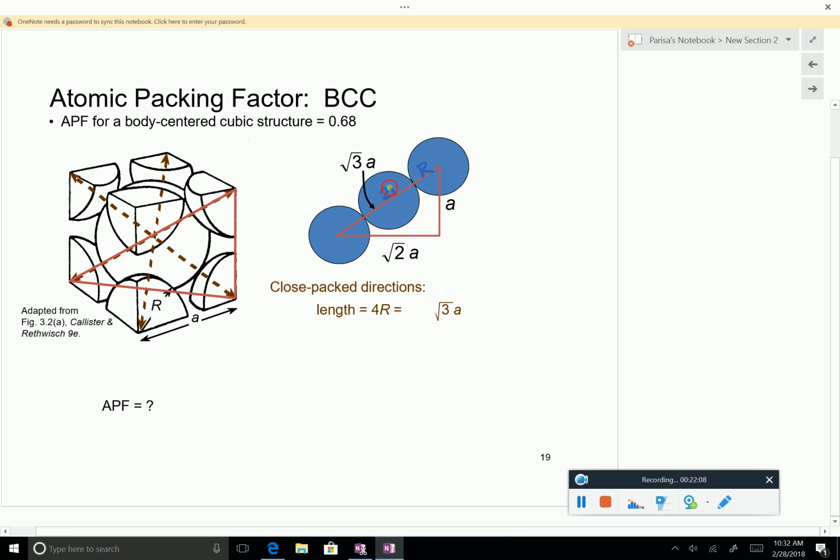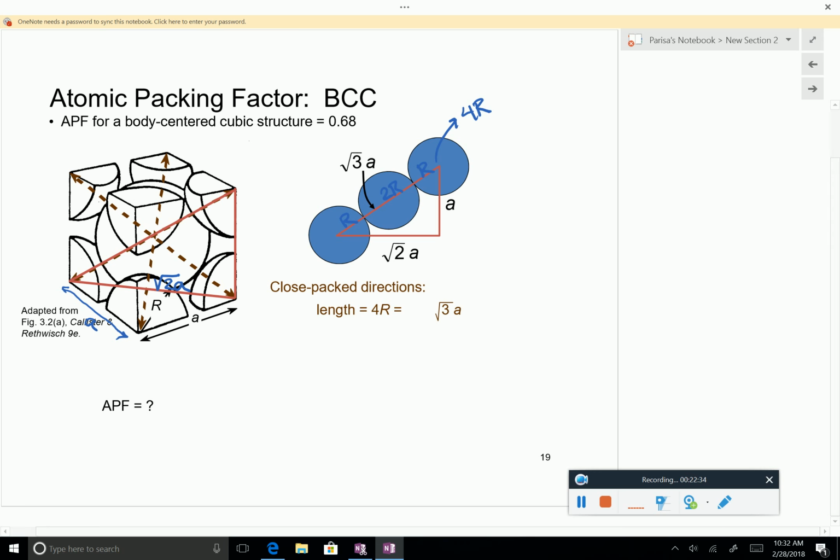R, 2R, sorry, it's 4R. So this is 4R, and at the same time, it is square root of 3 times A. So here we have A, here we have A. I write everything in this slide, because I like it. So this one will be the square root of 2A. I don't need to explain why, right?